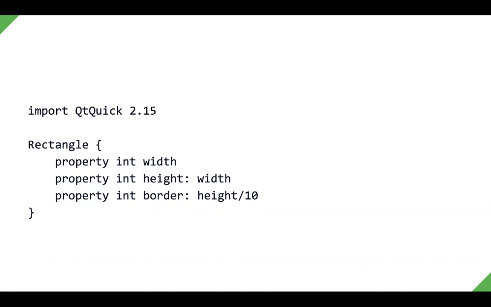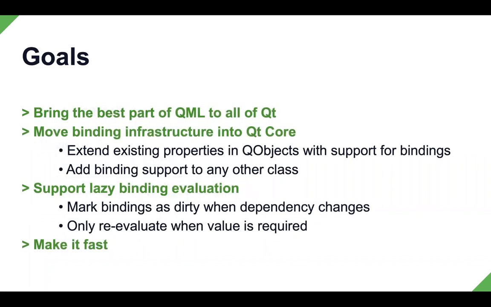With Qt 6, we have been thinking about how we could bring this over to the C++ side of things. How can we bring this binding engine that we have in QML and Qt Quick all the way down into Qt Core? That has been one of our goals, because we've been seeing that this binding engine is one of the best things that we have in QML. And how can we bring that to all of Qt? So how can we extend existing properties in QObjects with support for bindings and add binding support to any other class that you want?